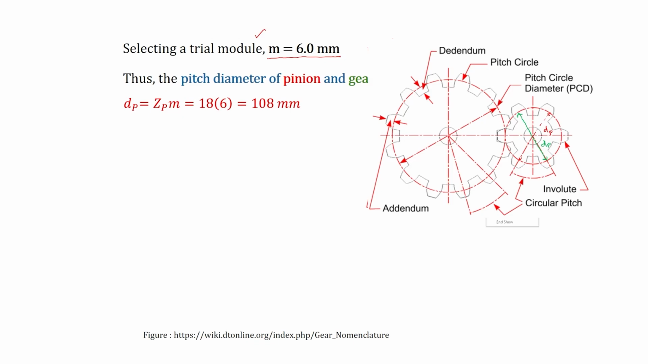So, this is 108 mm. Similarly, the pitch circle diameter of the gear is the number of teeth on the gear multiplied by module. Module will be the same for both pinion and gear, and thus it has come as 432 mm. It means dG is 432 mm.